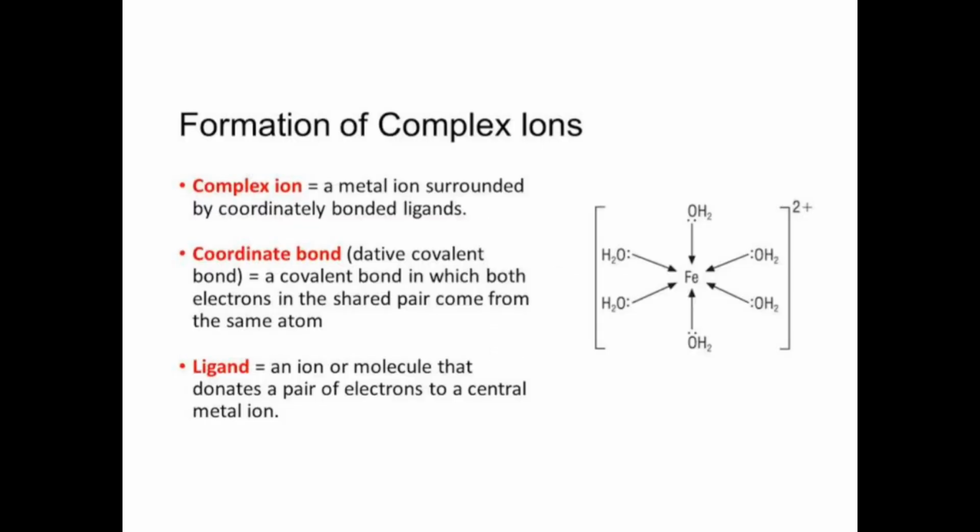And then of course, like I've said, a coordinate covalent bond is used in forming complexes. What is a complex ion? A complex ion contains a metal ion surrounded by coordinately bonded ligands. A complex ion is a metal ion surrounded by coordinately bonded ligands. A coordinate bond is a covalent bond in which both electrons in the shared pair come from the same atom. And then what do we mean by a ligand? A ligand is an ion or molecule that donates a pair of electrons to a central metal ion.